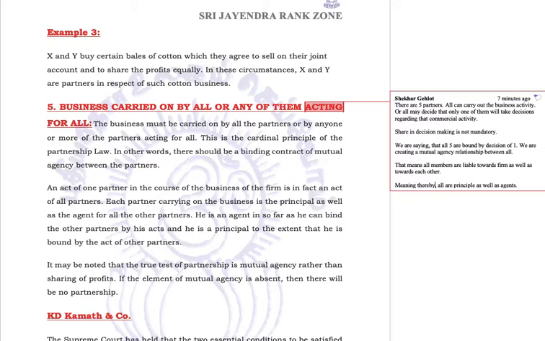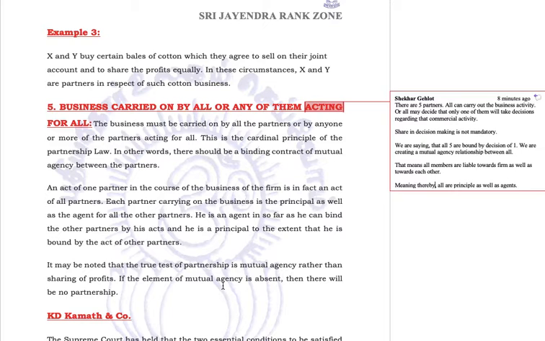So when he is being bound by somebody else's act, he is a principal, and when he is binding other people, then he is acting as an agent. It may be noted that the true test of partnership is mutual agency rather than sharing of profits. Okay, mutual agency is the other important element of partnership.